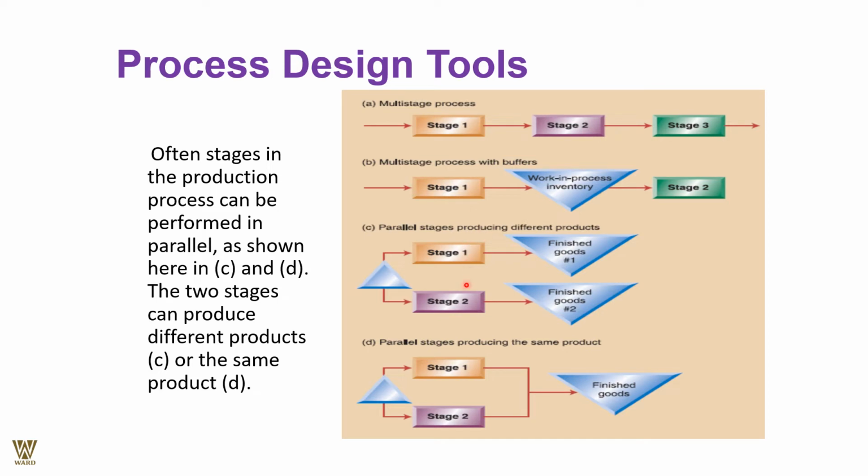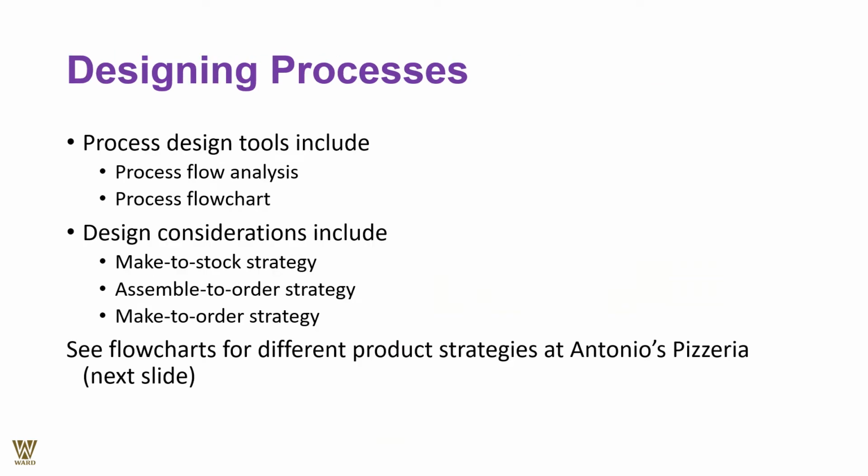Parallel system: when stage one and stage two are working simultaneously and coming with finished good one, finished good two, probably they might be assembled together at one particular stage and finished. Parallel stages are continuously going and in tandem working with one another to come up with the finished goods. This is what we are looking for. So yes, this is the pictographical representation of process design altogether. Process design tools include process flow analysis, process flow charts. I have already elaborated on the flow chart.